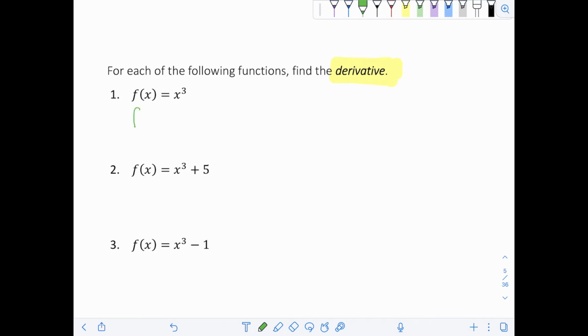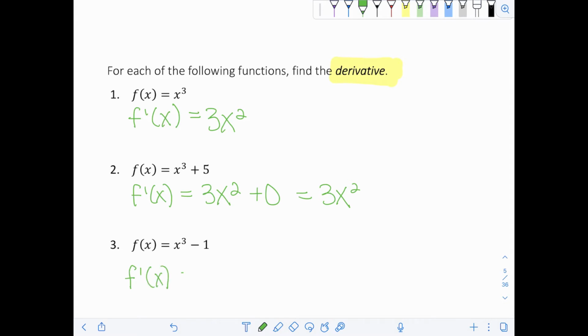So if we have x cubed, the derivative here is 3x squared. If we have the function x cubed plus 3, the derivative would be 3x squared plus 0, which is just 3x squared. If we have the function x cubed minus 1, the derivative is 3x squared minus 0, which is just 3x squared.